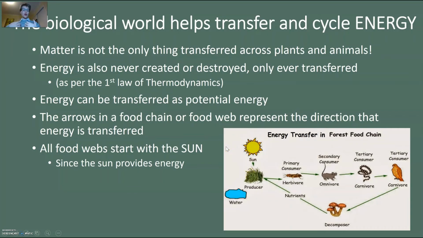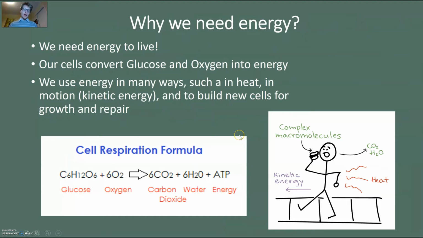So you are never able to create energy. You need to get your energy from somewhere else, usually just the food you eat. We need energy to live. This is the formula that shows how we get energy. We convert food and oxygen to create carbon dioxide, water, and energy. We need it for our body to produce body heat, for kinetic energy, so for motion, and for growth and repair.